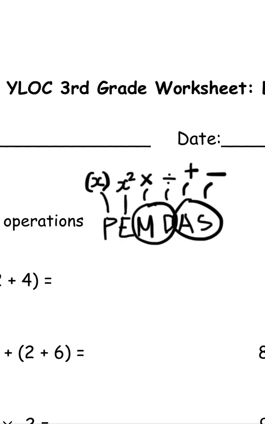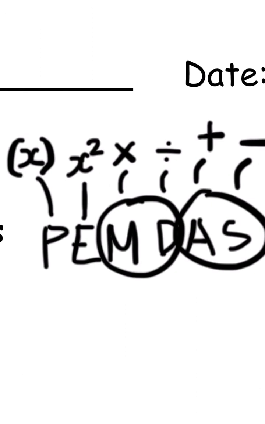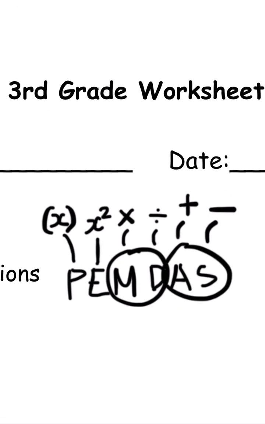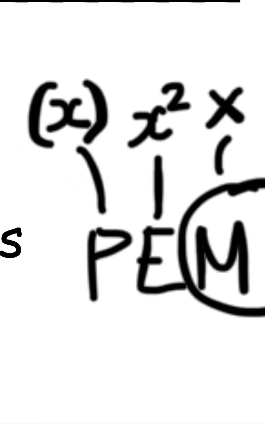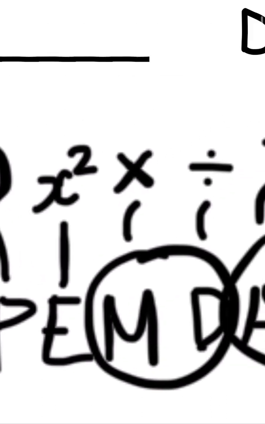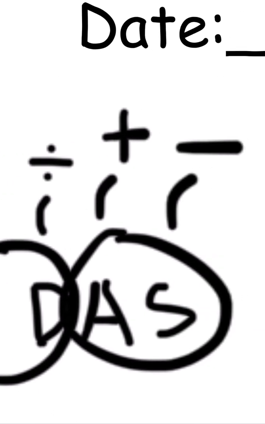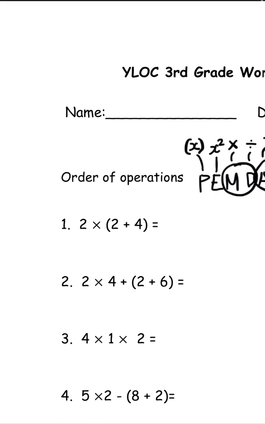So these are the orders of operations, and so we need to first solve the numbers that are inside the parentheses. Then go to exponent, then multiplication and division, then addition or subtraction. So let's look at number 1.